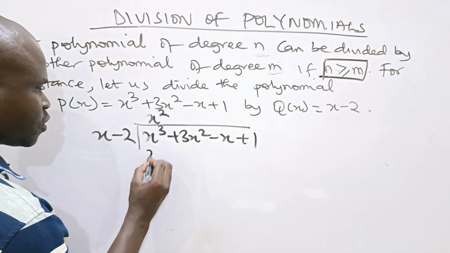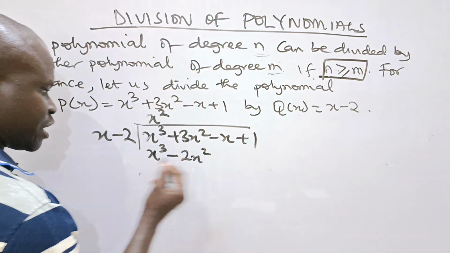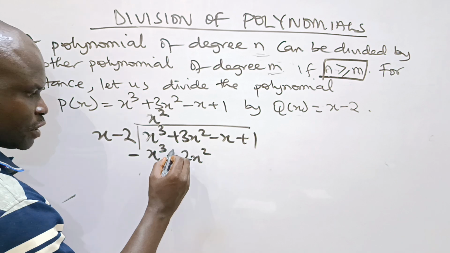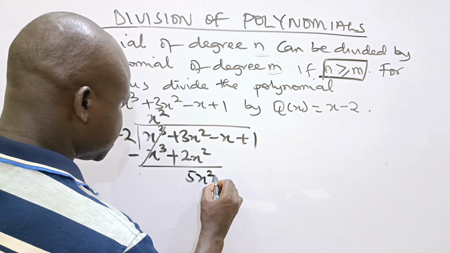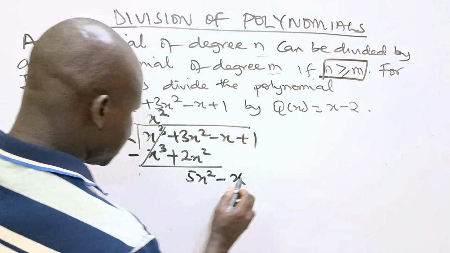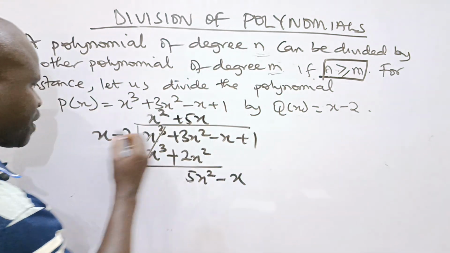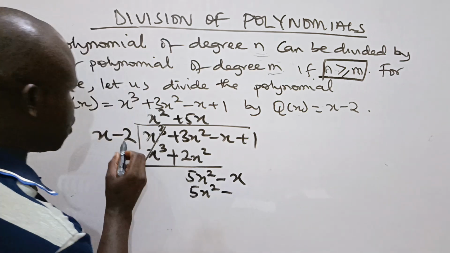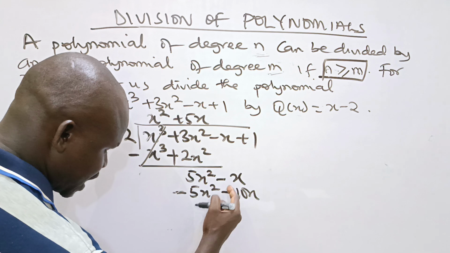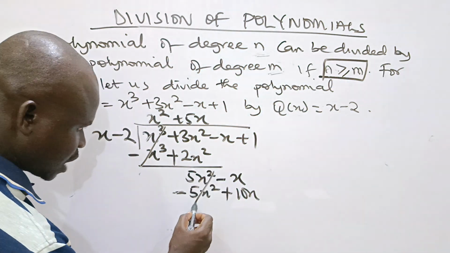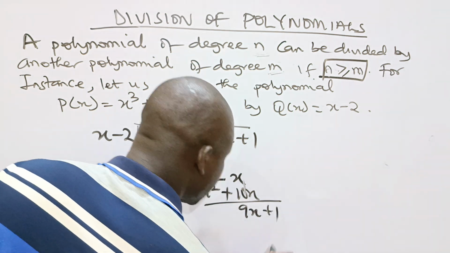x times x squared gives us x cubed. Minus 2 times x squared is minus 2x squared. Of course, naturally, the signs change, so this will cancel out, and we are going to have 5x squared. Then we bring down the next one, minus x. What are we going to multiply x by to give us 5x squared? That will be plus 5x. 5x times x is 5x squared, minus 2 times 5x is minus 10x. We change the signs to plus, so this will cancel out. At the end of the day, we have 10x minus x, that's 9x plus 1.